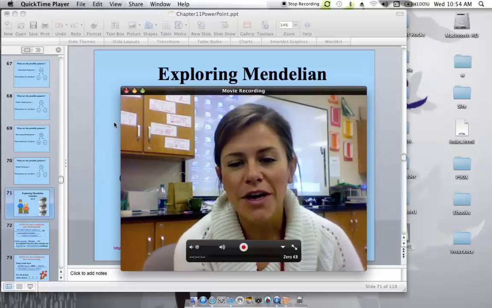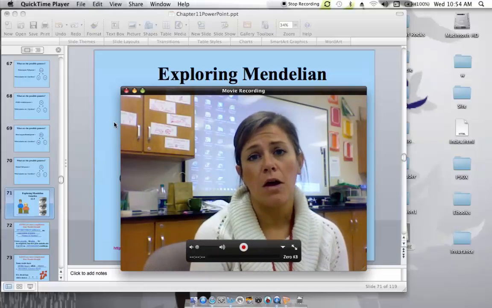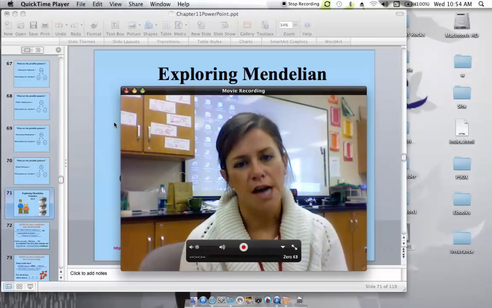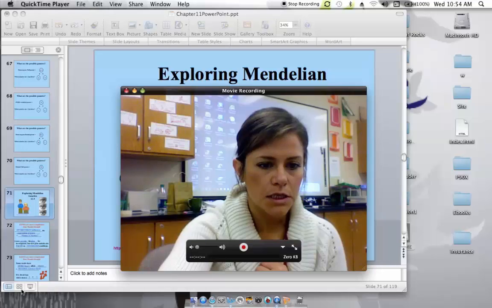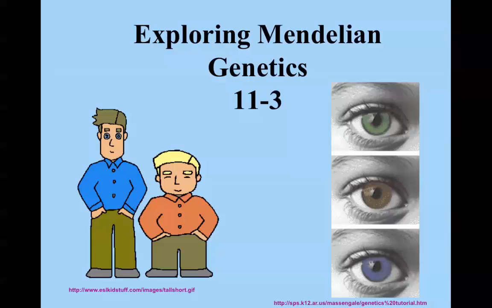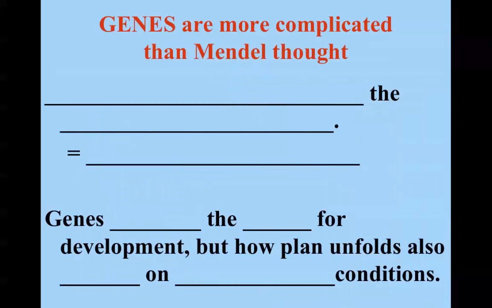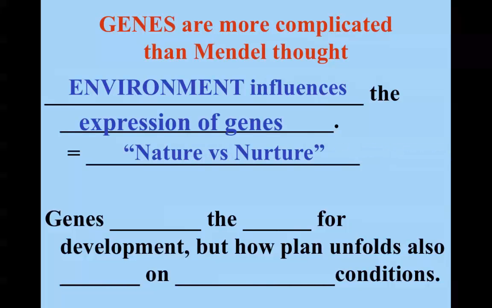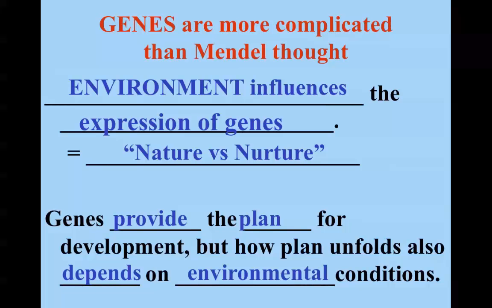Hey guys, so today we're going to go ahead and start talking about 11.3, exploring basically non-Mendelian genetics. So I'm going to put this up right here. Okay, so genes are more complicated than what Mendel had actually thought. The environment influences the expression of genes, and we call that nature versus nurture. So genes provide the plan for the development, but how the plan actually unfolds depends on their environmental conditions.